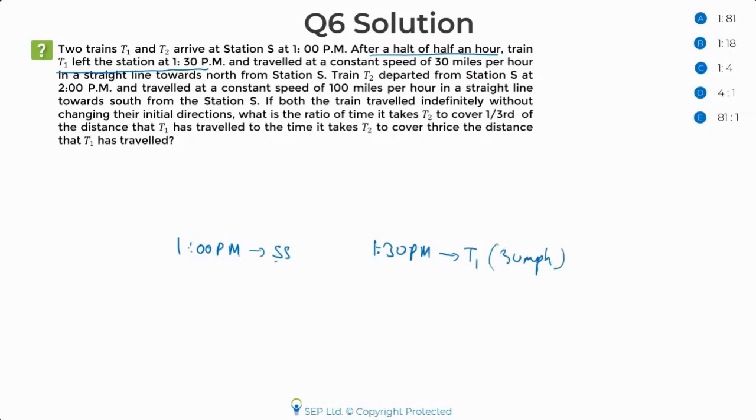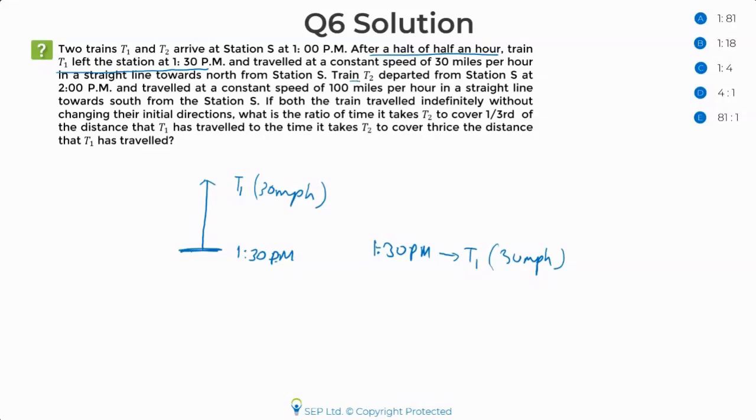Okay, so now they are giving me a direction. So what you can do is you can draw a line like this. Say, hey, this is station S at 1:30 p.m. T1 has left, at the speed of 30 mph. Assuming this is, for example, in this case, station S, okay?